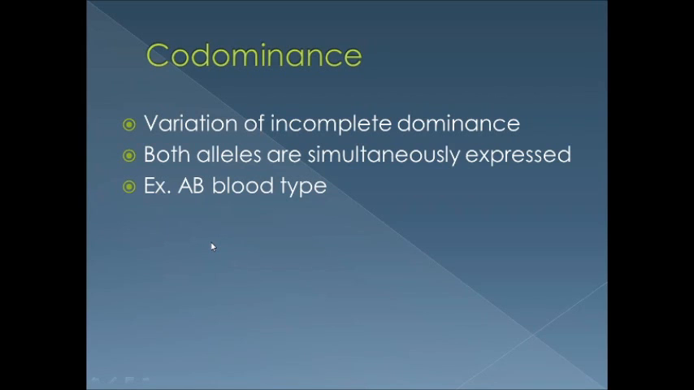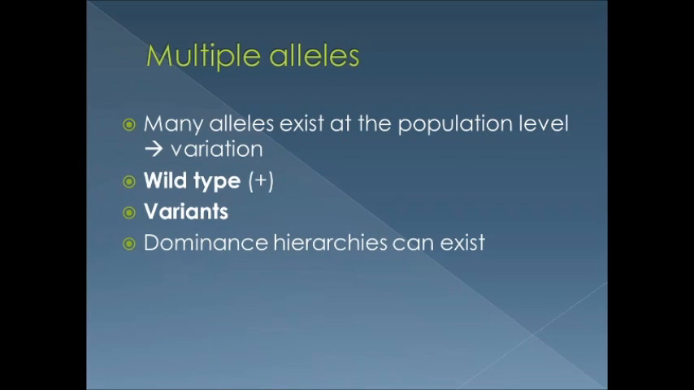Many alleles exist at the population level. There are so many variations of genotypes and phenotypes, which allows for a lot of variation in species. The wild type is the most common phenotype or genotype. It's the standard or the norm. Anything else is a variant. Dominance hierarchies can exist where, while some genes are dominant, others can be more dominant or more widely seen.